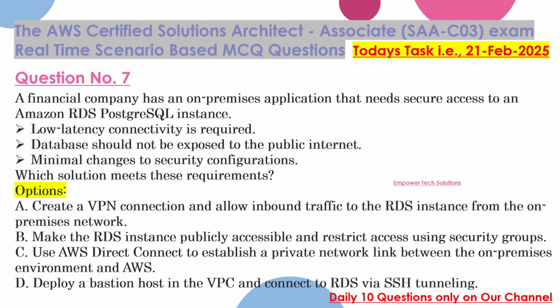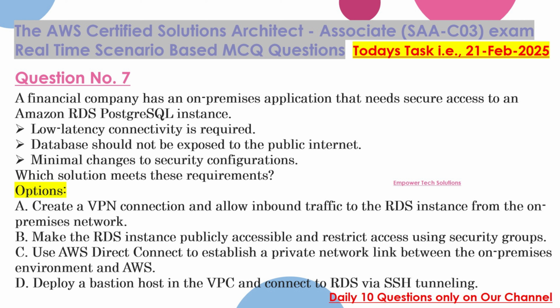Question 7. A financial company has an on-premises application that needs secure access to an Amazon RDS PostgreSQL instance. Low latency connectivity is required. The database should not be exposed to the public internet. Minimal changes to security configurations. Which solution meets these requirements?